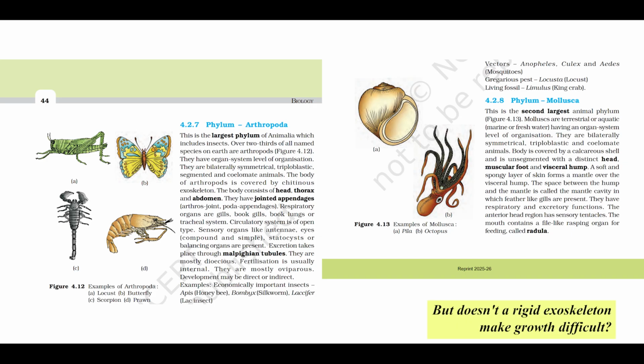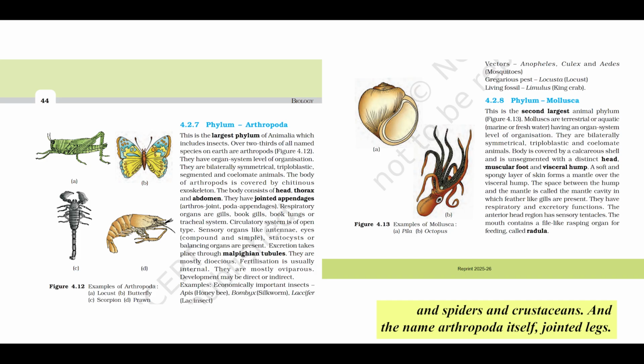But doesn't a rigid exoskeleton make growth difficult? It does. That's why arthropods must periodically shed their exoskeleton in a process called molting or ecdysis to allow for growth. They're quite vulnerable during this period. Their body is typically divided into distinct regions or tagmata, usually head, thorax, and abdomen, although fusion of these regions can occur in some groups, like cephalothorax in spiders and crustaceans.